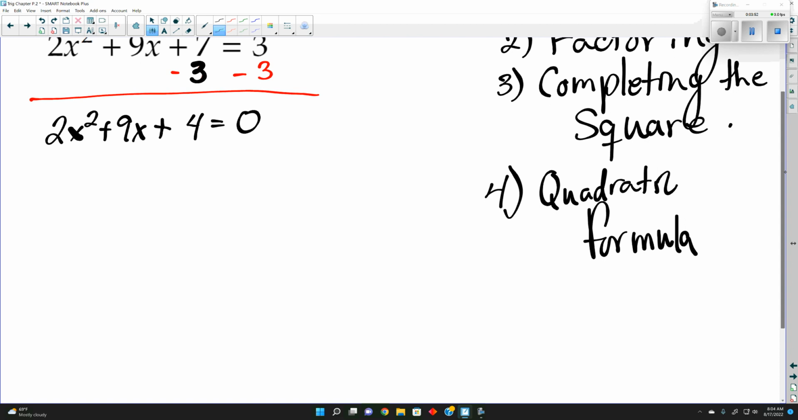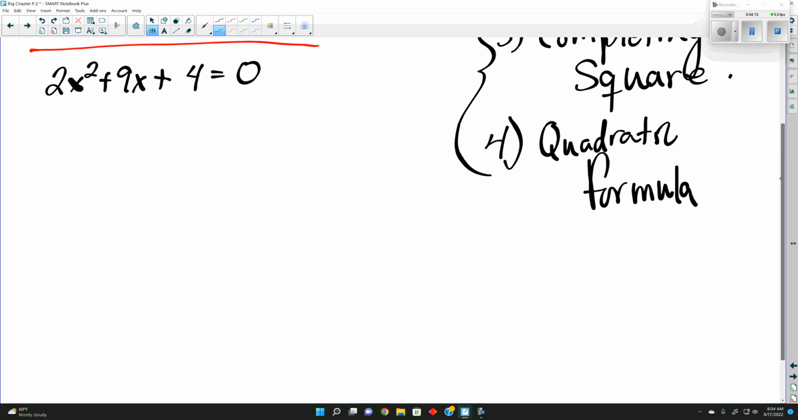Now at this point here, we can decide if we want to factor it, graph it, or use the quadratic formula, because any one of these could possibly work. The only two that work for sure every single time are completing the square and the quadratic formula. Now for this one here, we can try factoring first to see if this would work. If we're going to factor it, we first see if there's a greatest common factor between each of these terms. Well, there is one between 2x squared and 4, but 9x does not. So we can't pull out a greatest common factor.